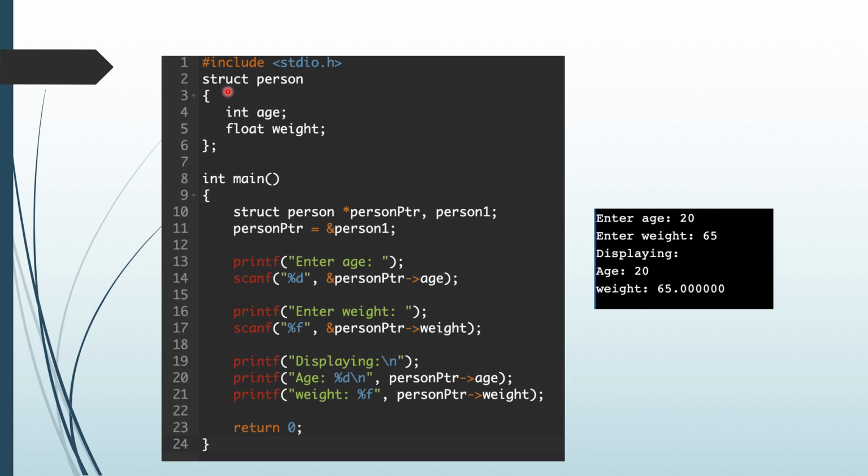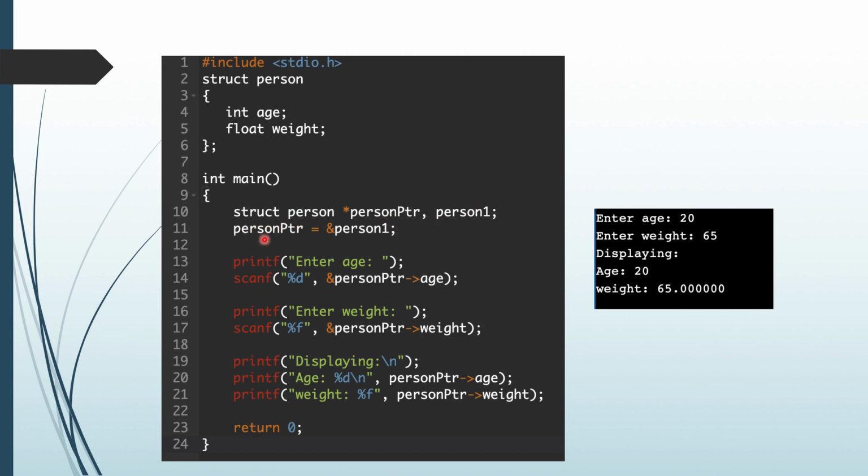Here, struct is the keyword, and person is the structure name. You can declare any name. I have given two members here, int age and float weight. So two variables are declared here. The variables declared inside the structure are called members. Then a structure pointer and a structure variable are both created: struct person *personPtr, and person1. Star personPtr means it's a structure pointer, and person1 is the structure variable.